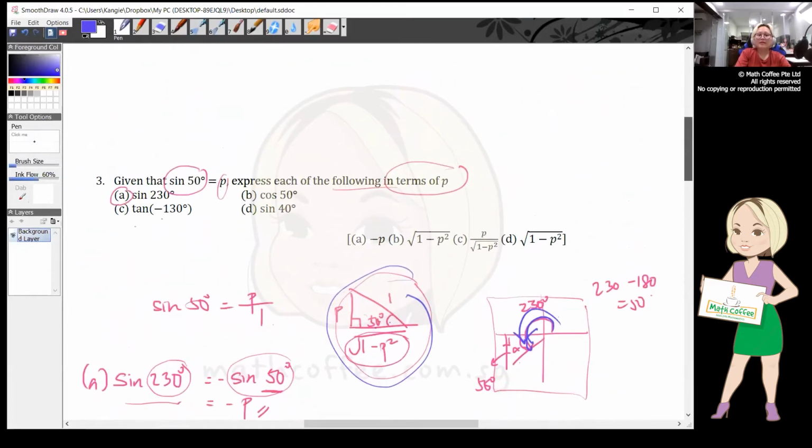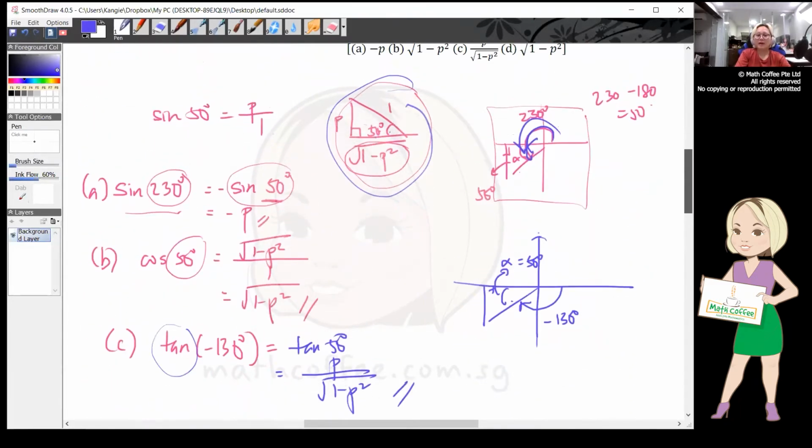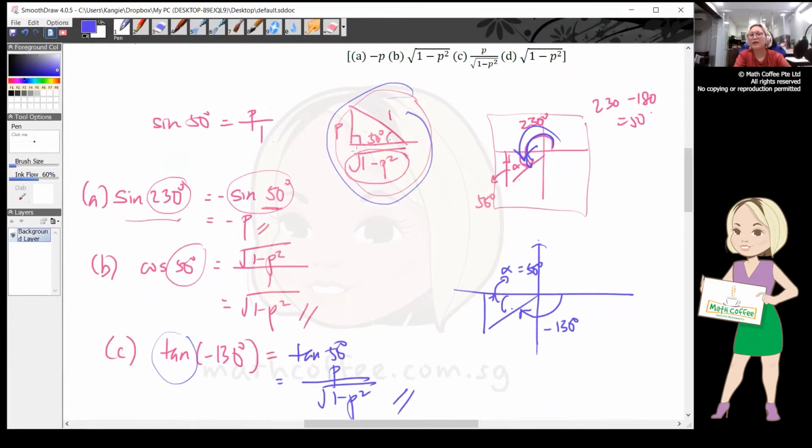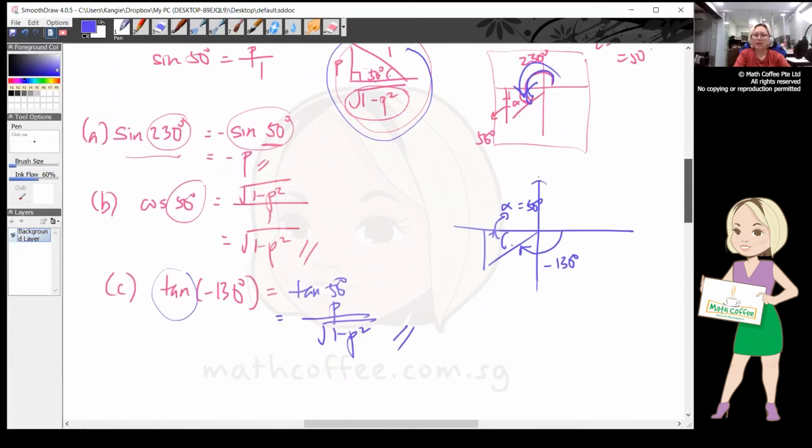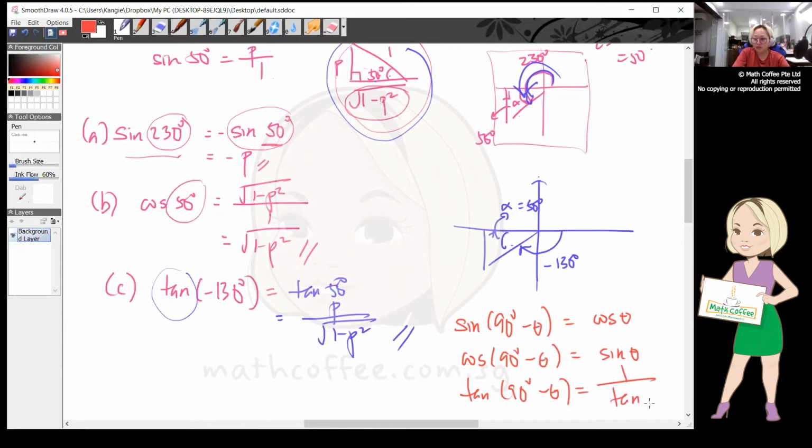Part D, sine 40. A lot of students jam. They say, my triangle is 50 degrees, how am I going to find 40 degrees? Take note, there are three formulas that teacher always asks you to memorize. Actually, I never memorized. Something like sine 90 degree minus theta is equal to cosine theta. Cosine 90 degree minus theta is equal to sine theta. Tangent 90 degree minus theta is equal to 1 over tangent theta.